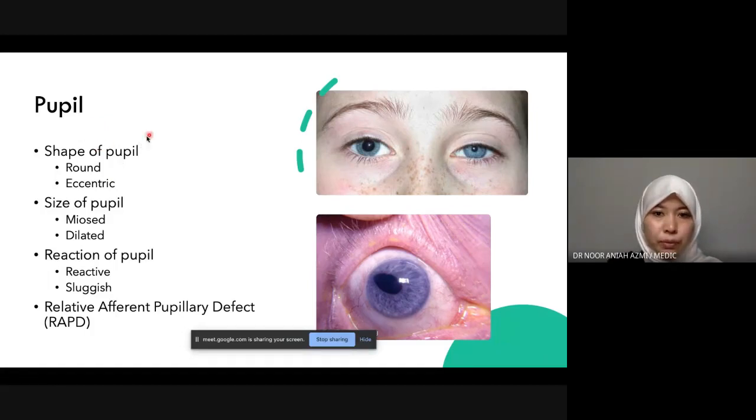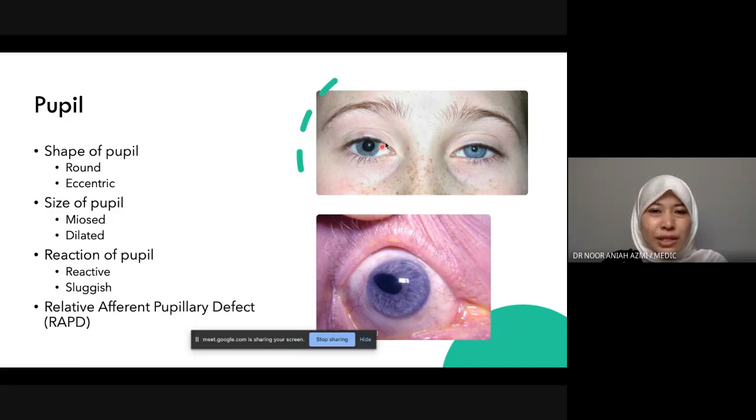What is the shape of the pupil, whether it's round or eccentric? Like this one, the pupil is eccentric. And then the size of the pupil: like this one, the pupil is dilated. This one, the pupil is miotic. This patient has a specific eye condition, which you will all learn during your neuro-ophthalmology lecture.